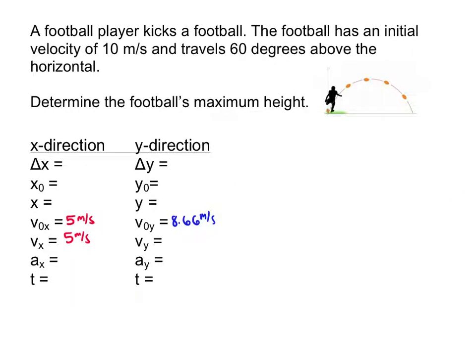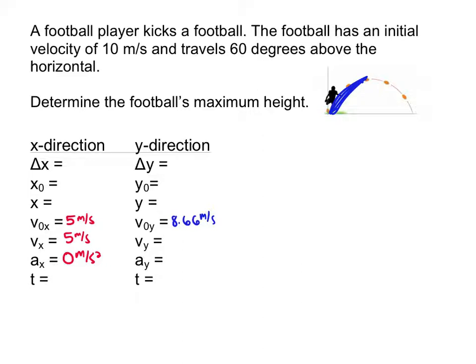Okay, so I'm going to start off by listing what we know so far. From the previous slide, we know that the initial velocities in the x and y directions are 5 meters per second for the x direction and 8.66 meters per second for the y direction. Additionally, we know that the velocity in the x direction does not change because the acceleration is 0 meters per second squared here. And we also know that at the top, so what we're gonna do is we're gonna cut this in half and only worry about the top.